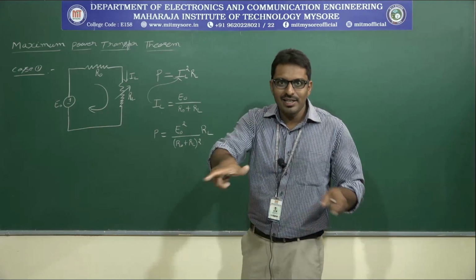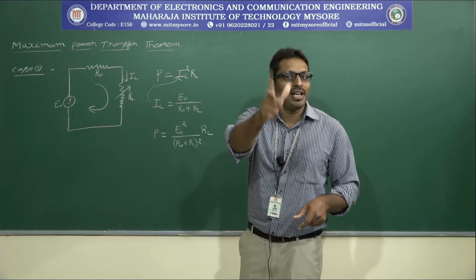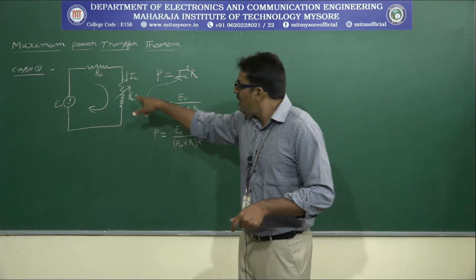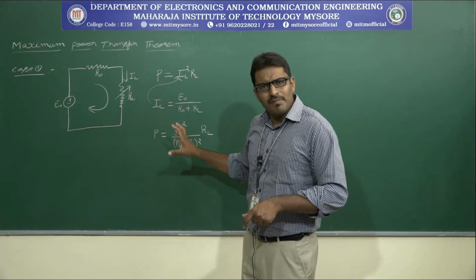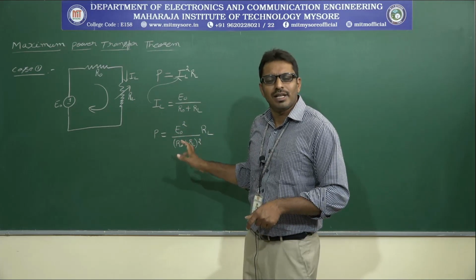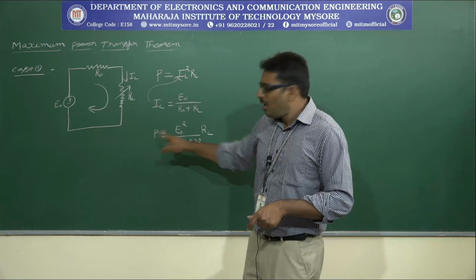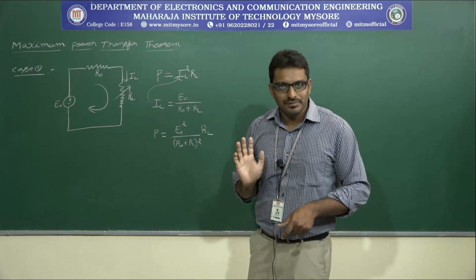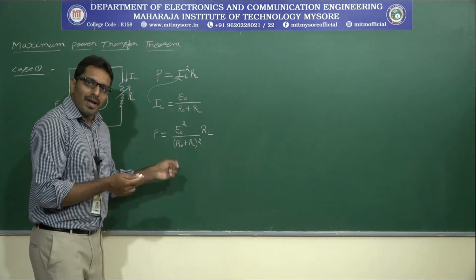Just like in this bike example, what is the variable present in the system? Speed, the velocity of the bike. In this system, what is the variable present in the system? The variable load resistance. So, this is the mathematical condition. What is this mathematical condition? Differentiate power with respect to the variable present in this system and equate that to 0. That is the mathematical condition in order to find the maximum power.